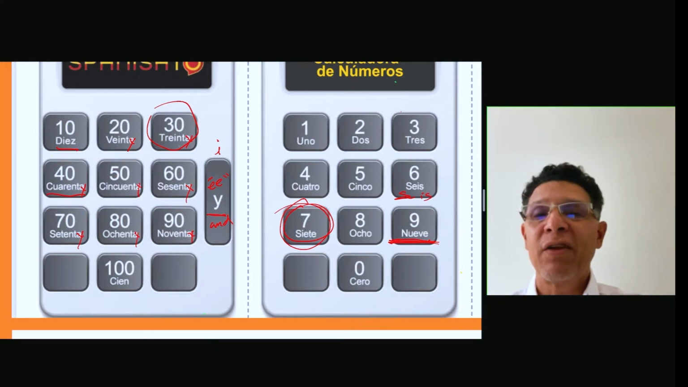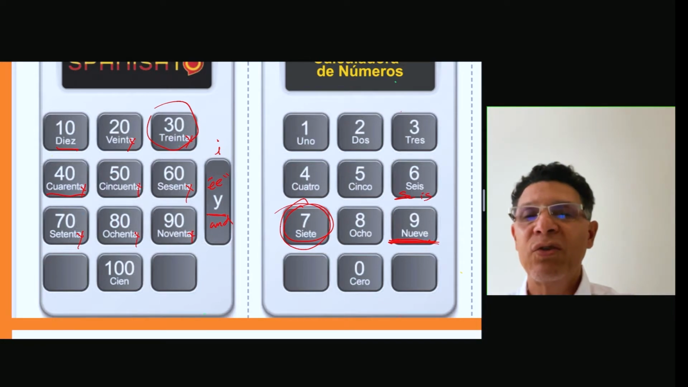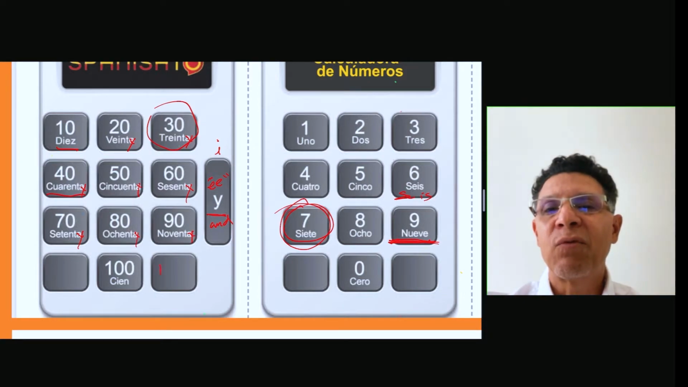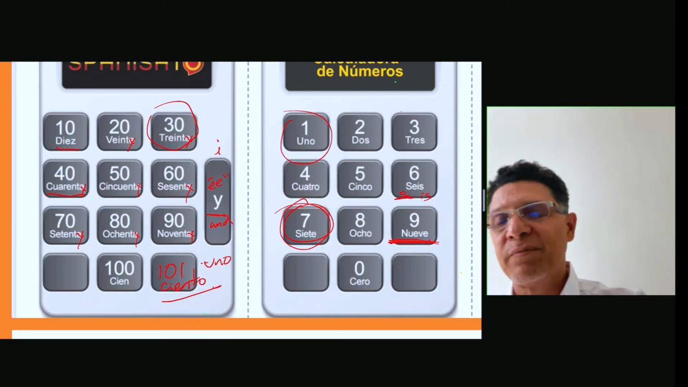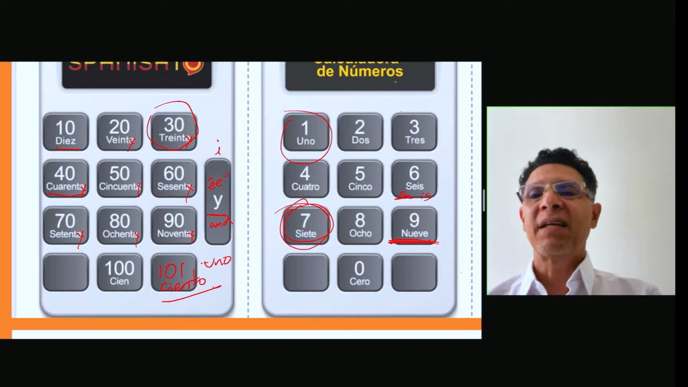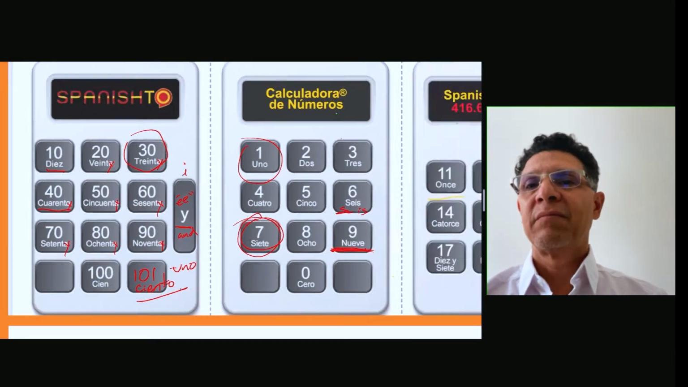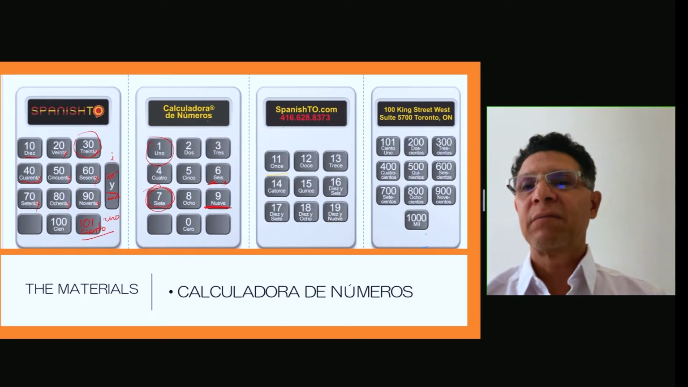If you want to go to the other side and say 101, 102, you will have to use another word, which is ciento. 101. So you say ciento, and then you go to the other side, 101. All right, so those are the numbers. Just put it back where it goes.